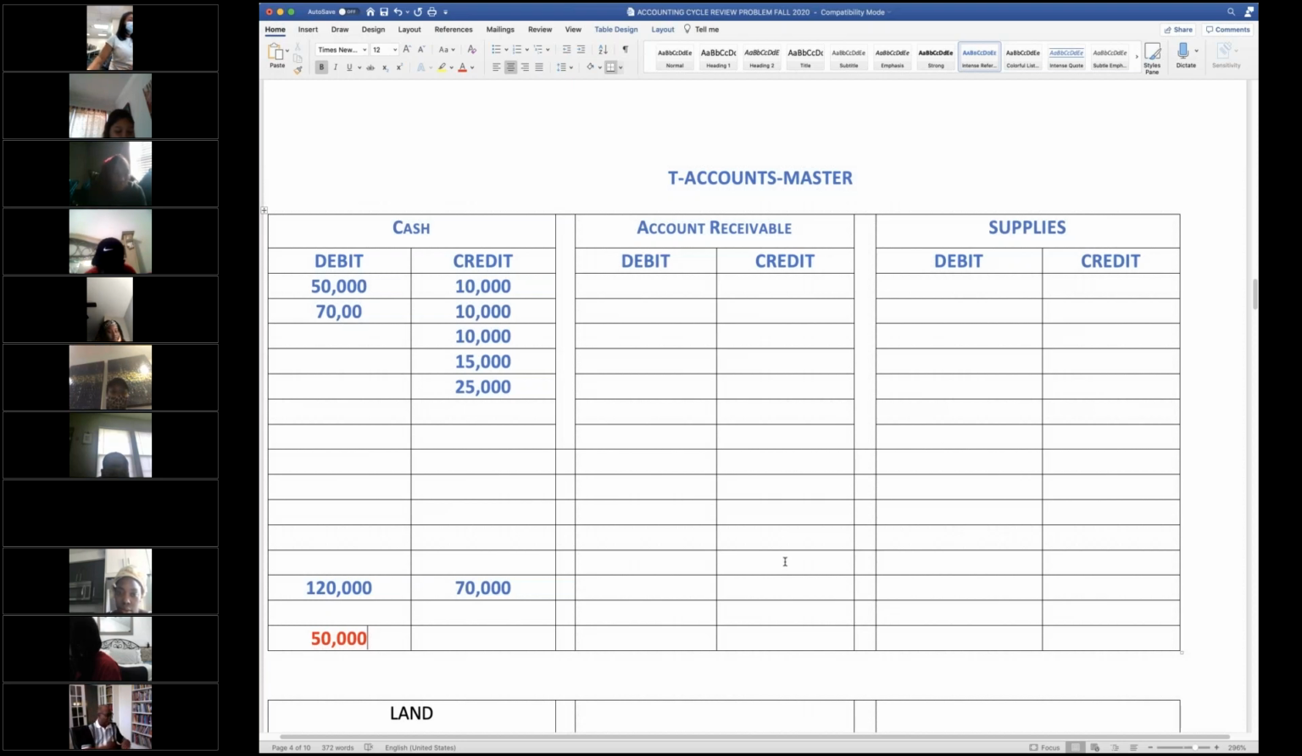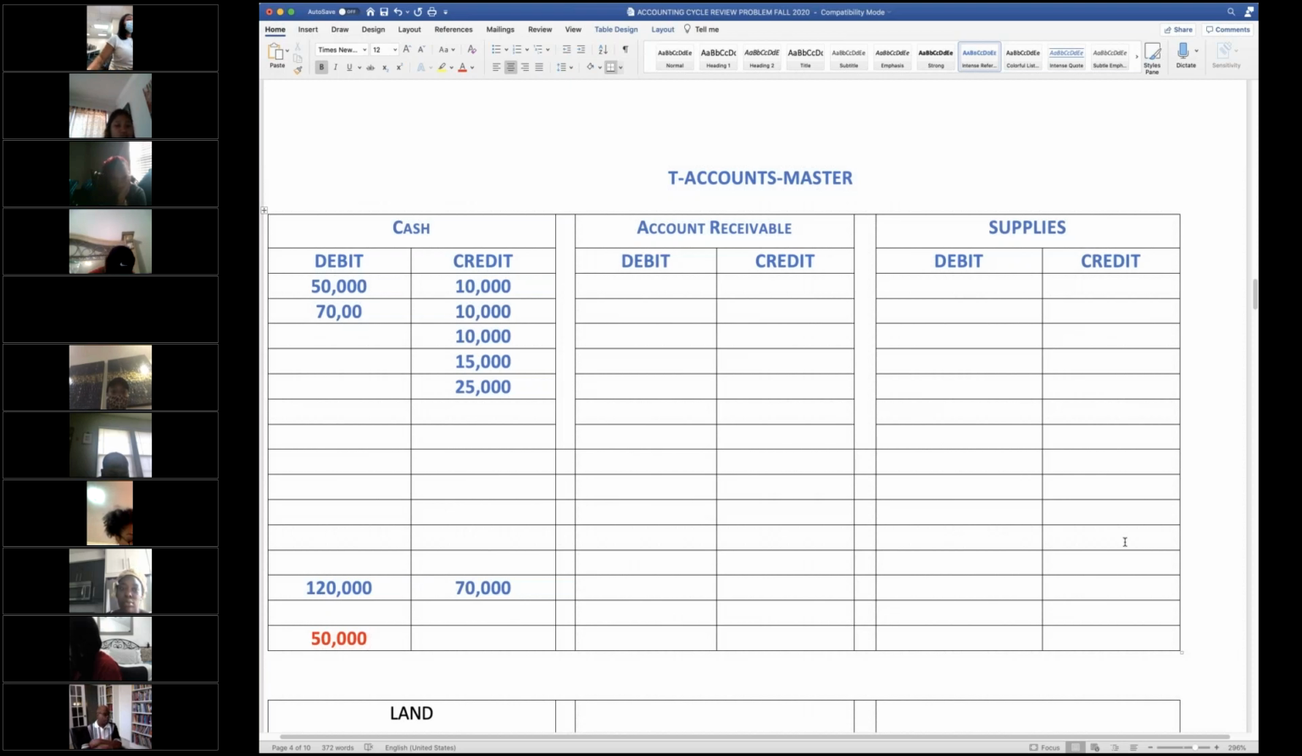For that 40,000, did you pull it from the supplies? Yeah, supplies, I debited 40,000 and credited 40,000 cash. So you're going to have to keep all of that organized. Your numbers are different. I don't see how y'all got what y'all got, because I got something totally different for cash.